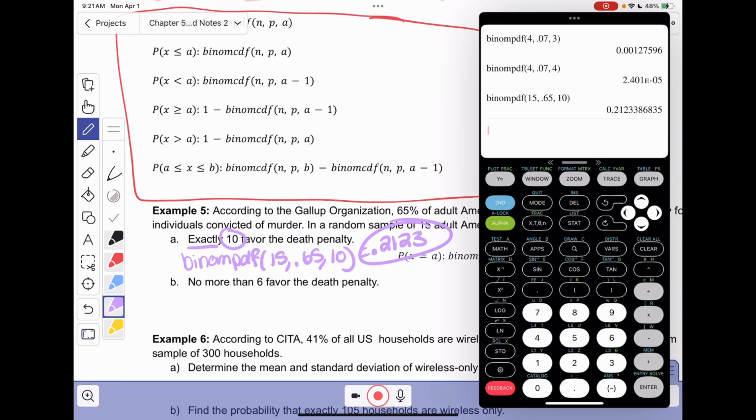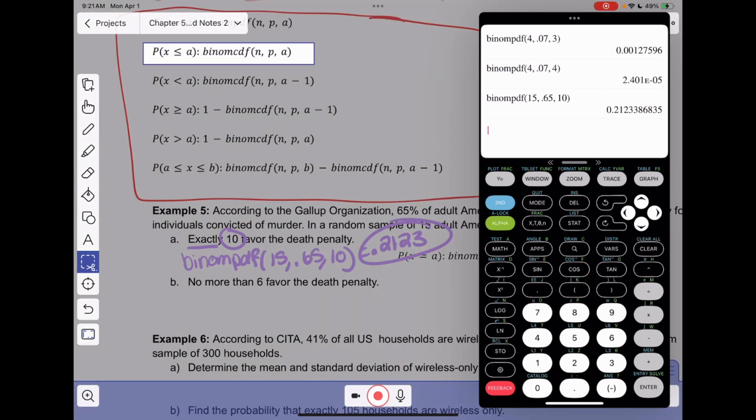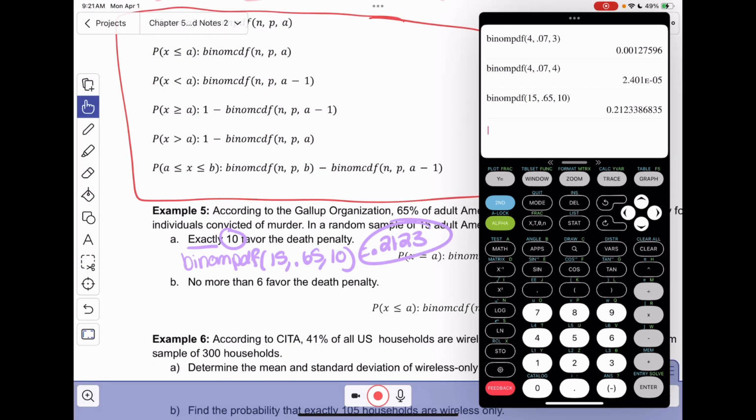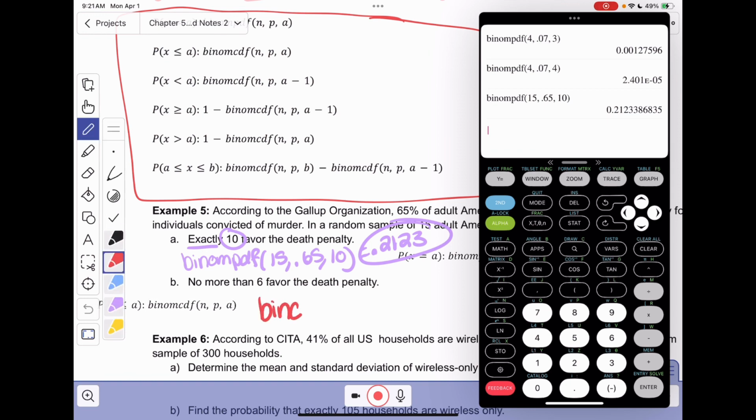No more than 6. So that's the same as less than or equal to. So we're going to do this one. Actually, I'll bring it over here. Less than or equal to. So this time we're going to write binom CDF. N is 15, P is 0.65, and this time we're saying A is 6.